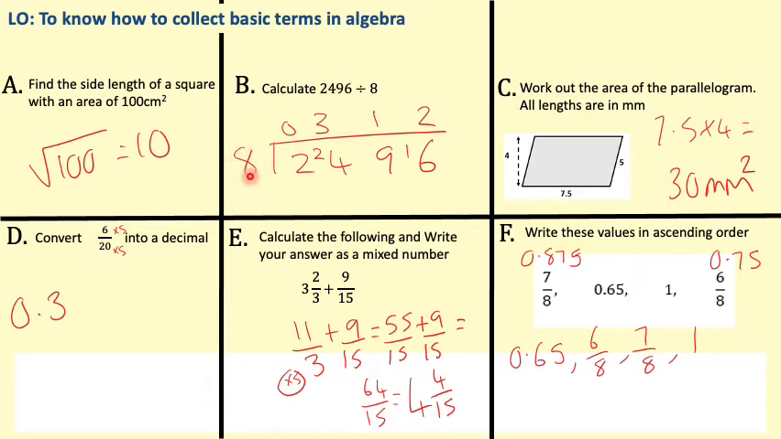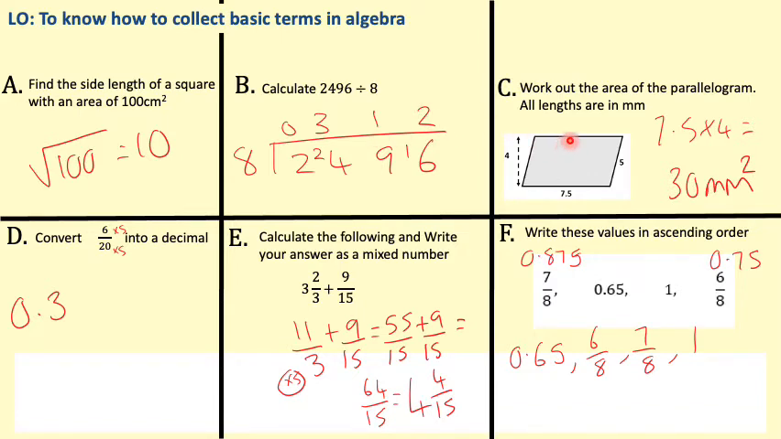Bus stop method, we're dividing 2,496 by 8. So how many times does 8 go into 2? Doesn't, carry the 2. How many times does 8 go into 24? 3 times. How many times does 8 go into 9? Once, carry the 1. How many times does 8 go into 16? Exactly twice. So we don't have a decimal part, it's just 312 the answer.